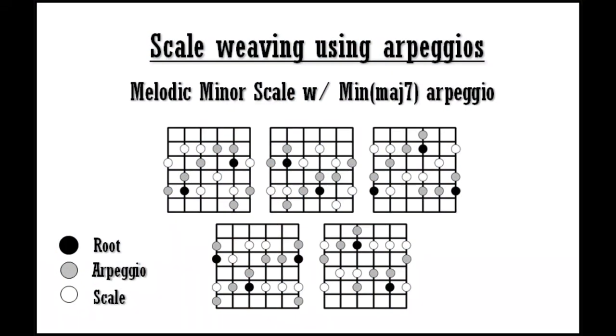Now, you can take a look at the diagram right here, and it shows you three different types of dots. You have the black dots, which are the root. You have the gray dots, which are the notes within the arpeggio. And you have the white dots, which are the rest of the notes within the scale. Now I've created a lick interweaving the notes of the arpeggio, the notes of the melodic minor scale, and some chromaticism in between it all. So here we go.